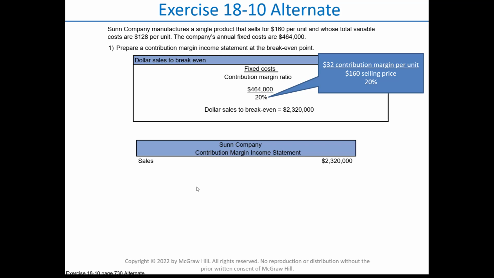This is a contribution margin income statement at the break-even point. This will prove that they will have zero net income. Sales are $2,320,000. Variable costs are 80% of that, because we just determined that the contribution margin ratio is 20%. Subtract out our fixed cost of 464, and we have proven that our net income is zero. So this is the break-even revenue for this company.